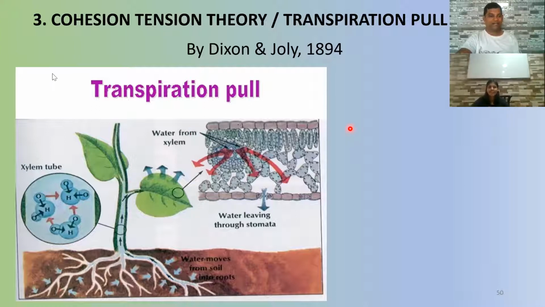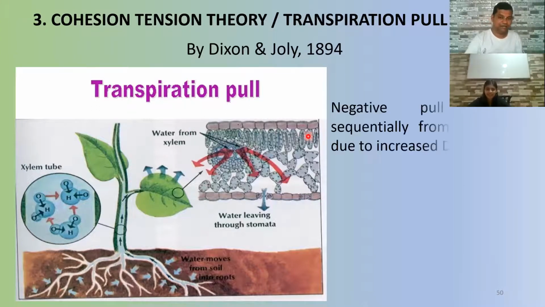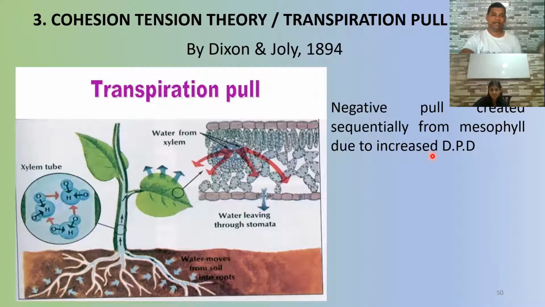Correct. Yes, I got it. Tension theory, also called transpiration pull theory. So technically speaking, what is happening in this process? There is a negative pull created, in the opposite direction, a negative pull. Okay, yes, correct. So it starts and there is an increased DPD, diffusion pressure deficit.